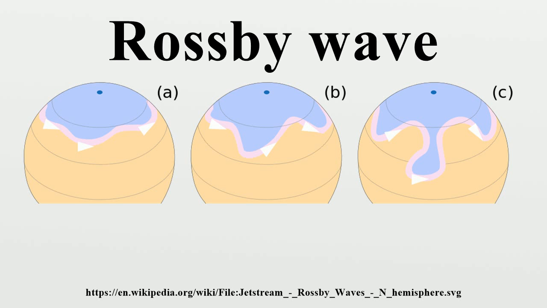Oceanic Rossby waves move along the thermocline, that is, the boundary between the warm upper layer of the ocean and the cold deeper part of the ocean. Rossby wave types. Atmospheric waves.